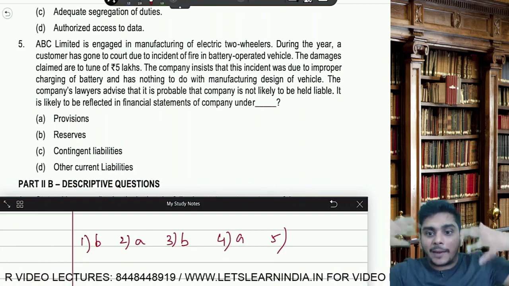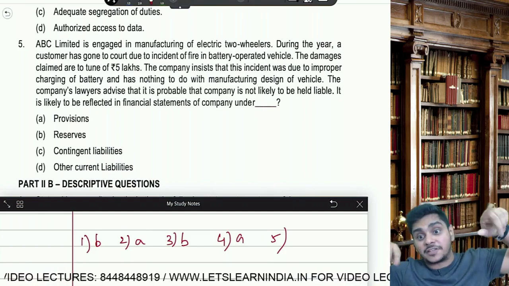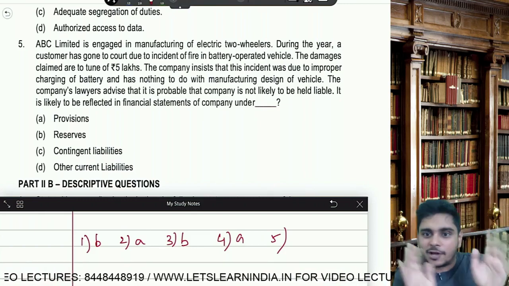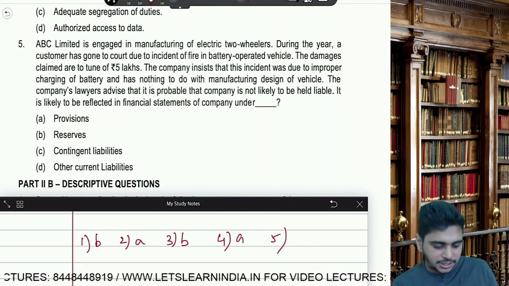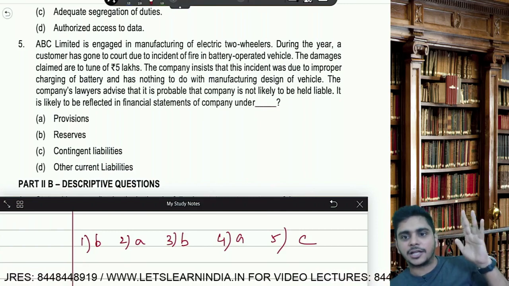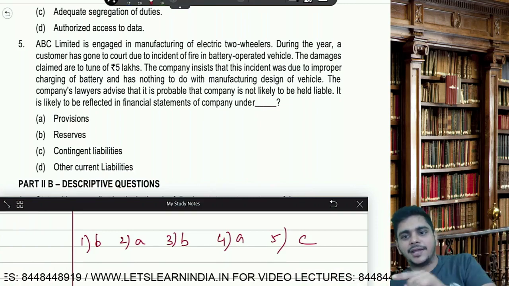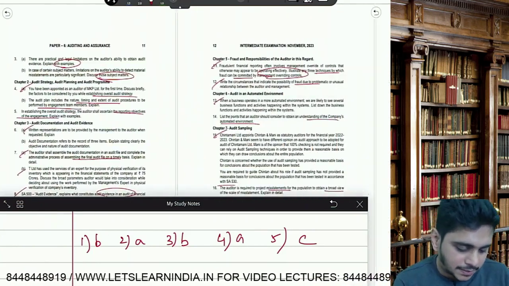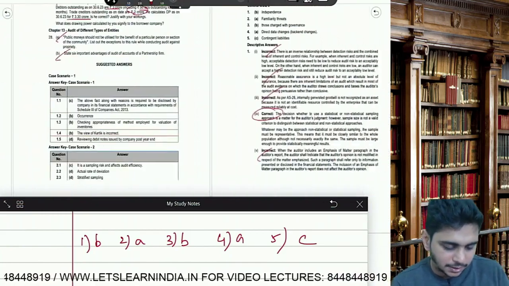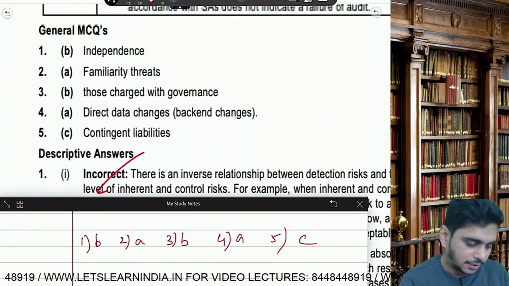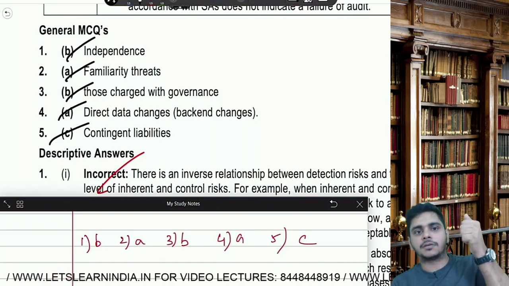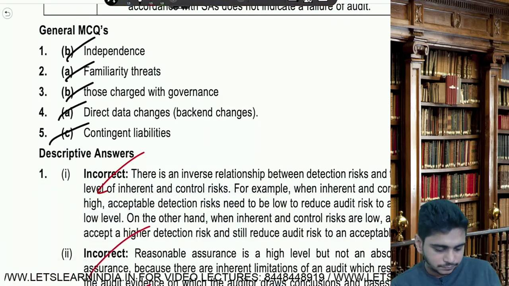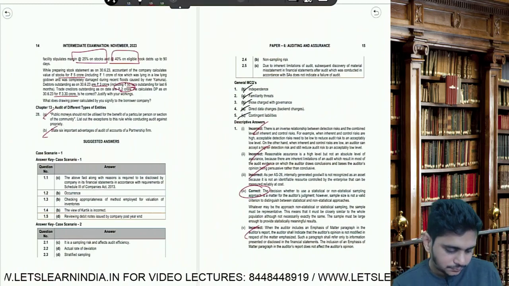Under which head? Probability. Definition, audit of items of FS. See, module solving will not give you MCQ. Concept should be very clear. Contingent liability. C. Contingent liability. BABAC. All are right. Cool.